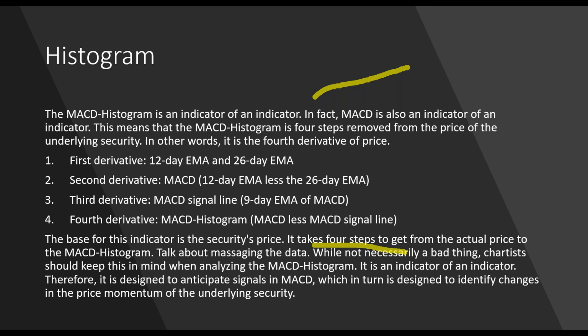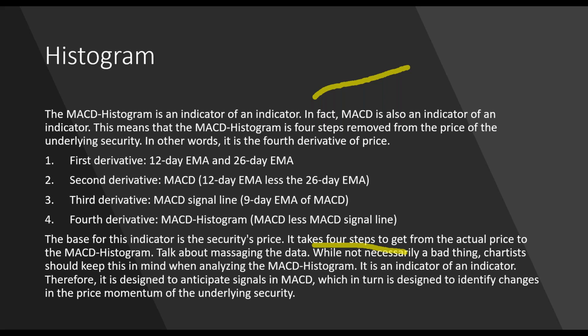So how do we get there? First, the first derivative is the 12-period EMA and the 26-period EMA. Remember the 2 lines we plotted on the chart. The second derivative is the 12-period EMA minus the 26-period EMA, which forms the MACD line down below, which was our red line. The third derivative is the MACD signal line, which is the 9-period EMA of the MACD line, the blue line we placed down below. And then the fourth derivative is the MACD histogram, which is the MACD less the MACD signal line.